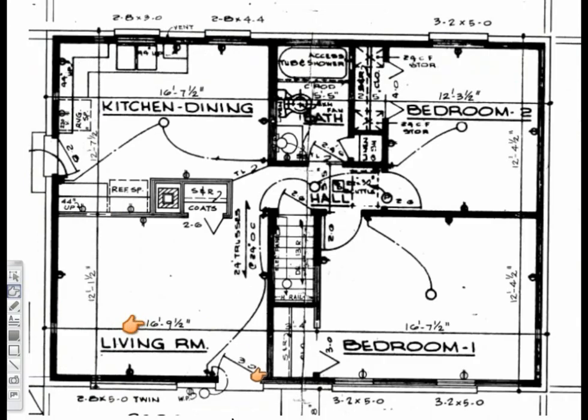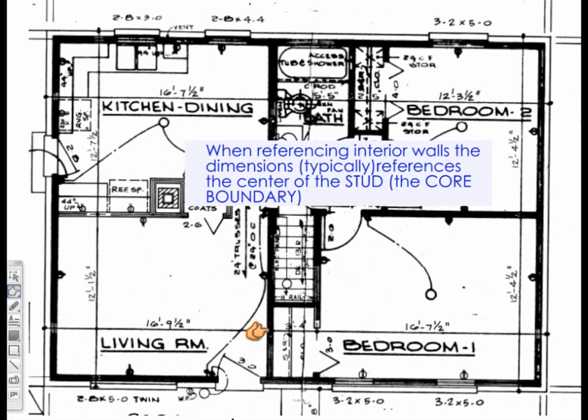The vertical wall between the living room and bedroom 1 is located here. This wall is 16 feet 9.5 inches from the exterior wall to the center of the interior wall. When locating the placement of interior walls, the dimension usually references the center of the stud.